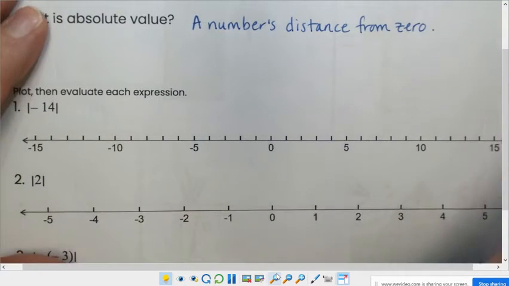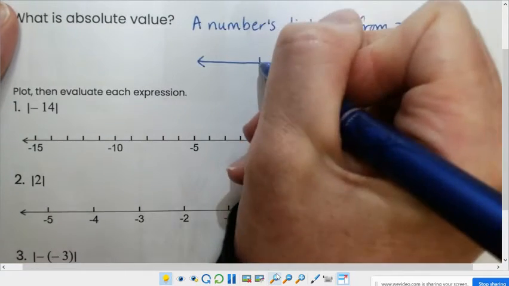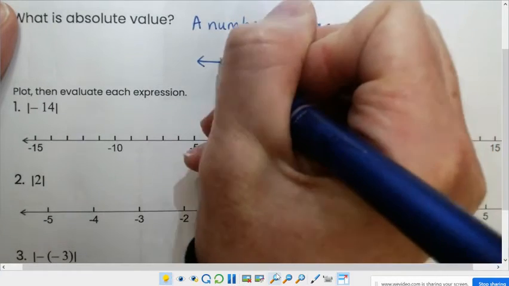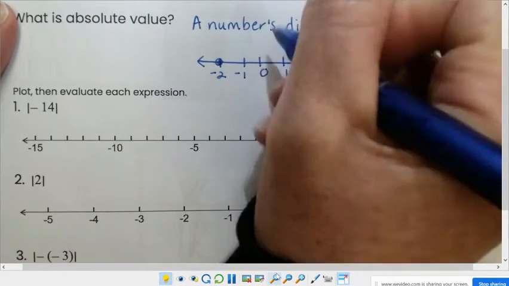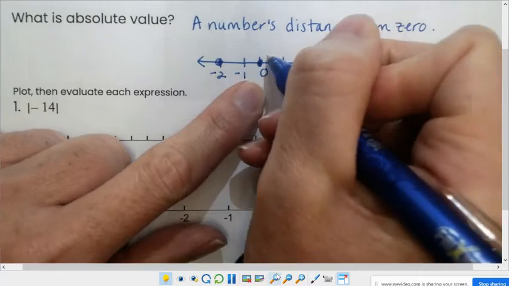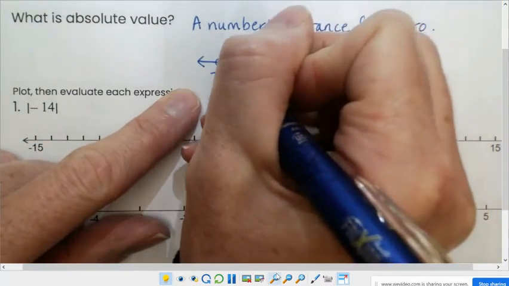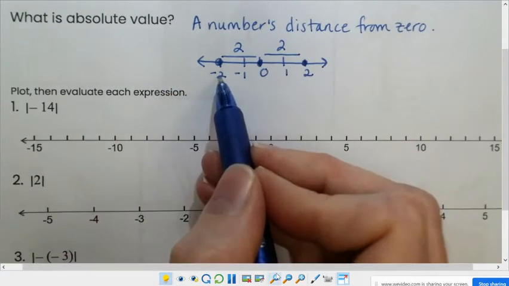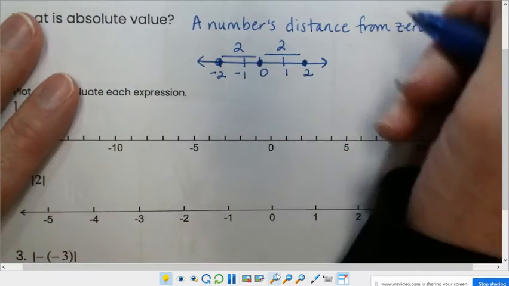So for instance, if I have a number line, and let's just go to 2. This would be -1 and -2. If I look at -2, 0, and 2, the distance from 0 to 2 is 2, and the distance from 0 to -2 is also 2. So even though this is a -2, it has an absolute value of +2 because it's 2 away from 0.